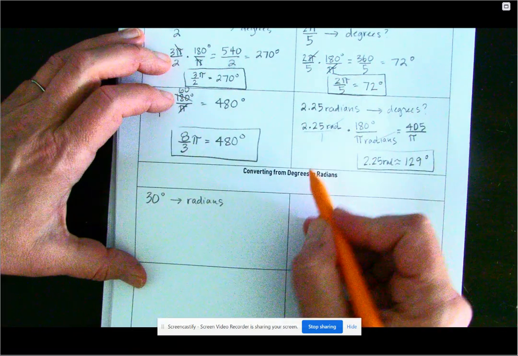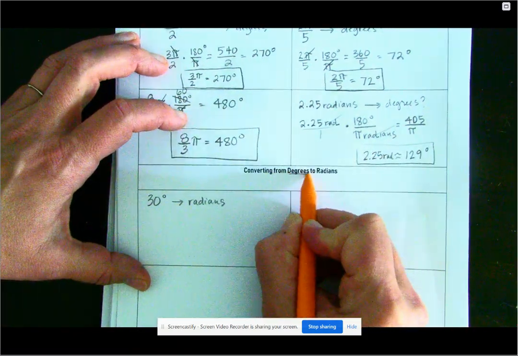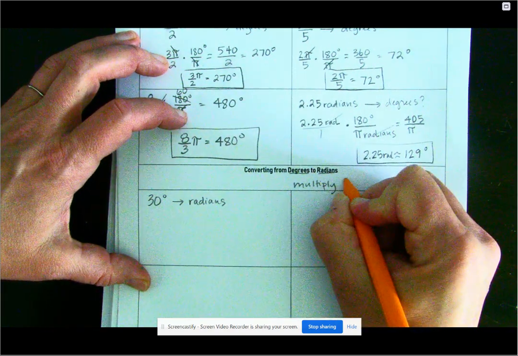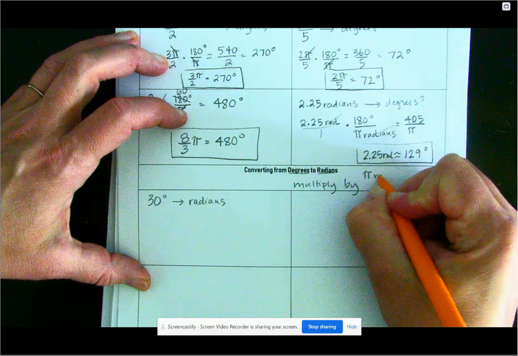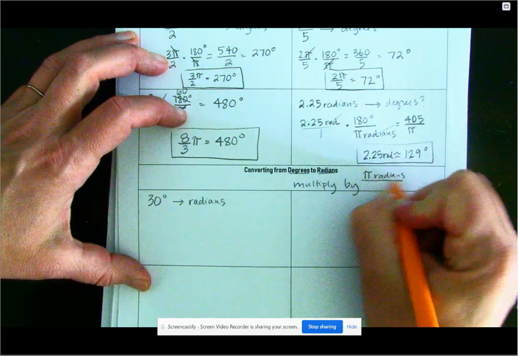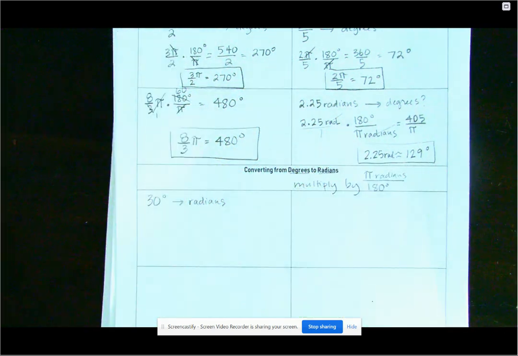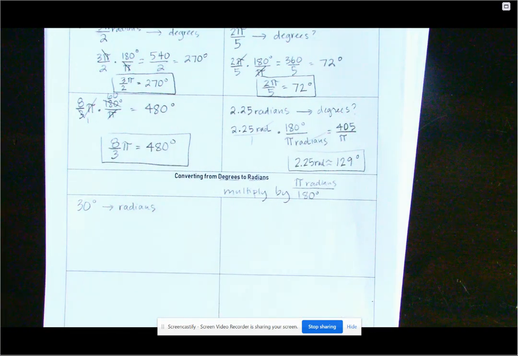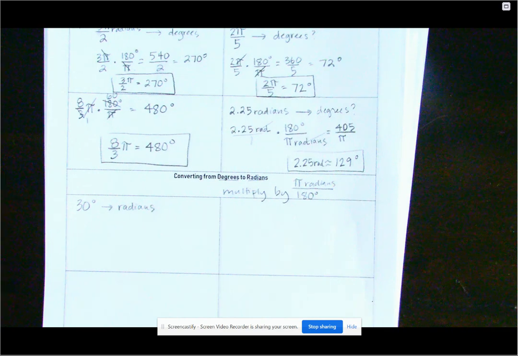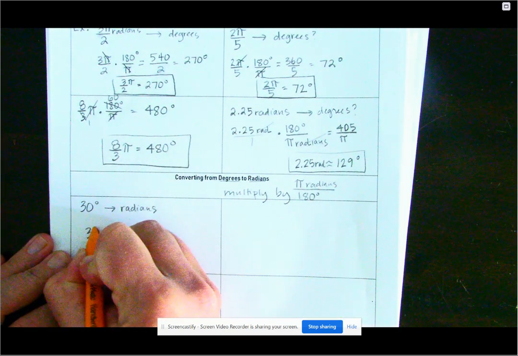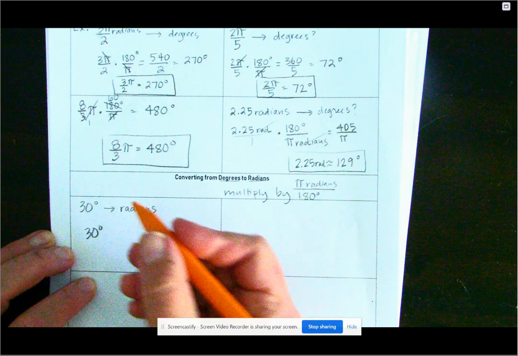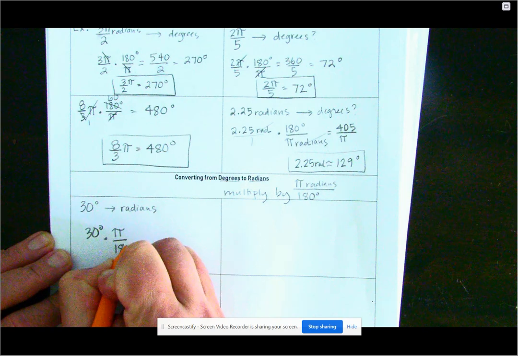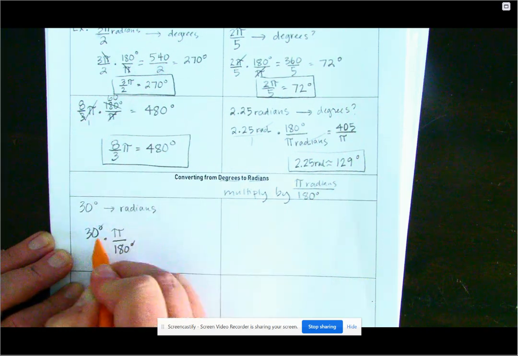So let's write it here. On all of these, to convert degrees to radians, you're going to multiply by the conversion factor, pi radians over 180 degrees. And again, we can start leaving out the words radians and degrees, but at first it just kind of helps us see what we're doing. So if I have 30 degrees, I'm going to multiply it by pi over 180. And really the degrees cancel out. We have the word radians up here.